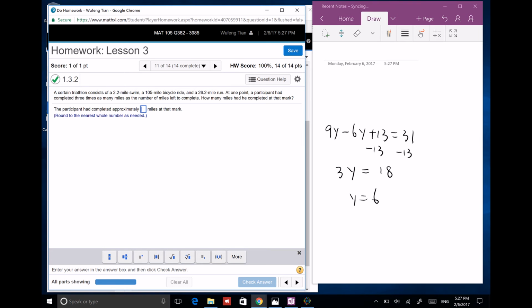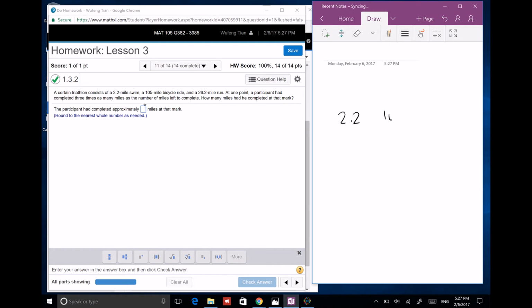So this one, a certain triathlon consists of 3 parts: running, swimming, bicycling. So it's 2.2 miles, 105, 26.2. The first part he has completed is 3 times as much as what remains, right? Suppose what remains is x, then what he has completed is 3x.